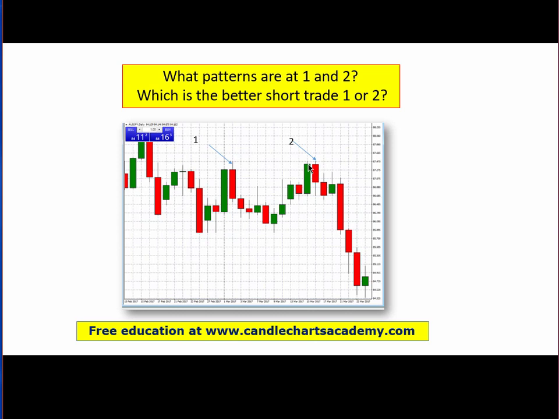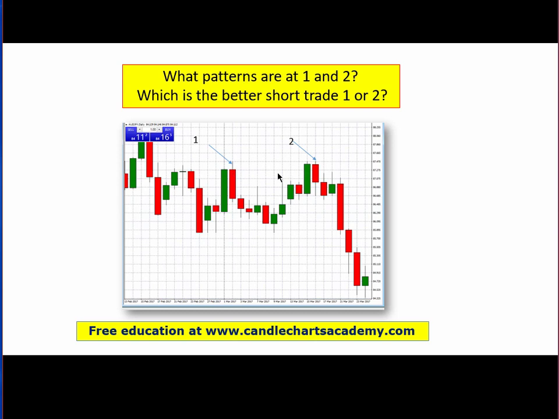Next question, which is a better short sale trade at 1 or 2? And by the way, there's a Forex market, and one of the great advantages of FX is it's as easy to short as it is to go long. So what you can do is put the player on pause, think about this, and then hear my answer. Okay, so welcome back.